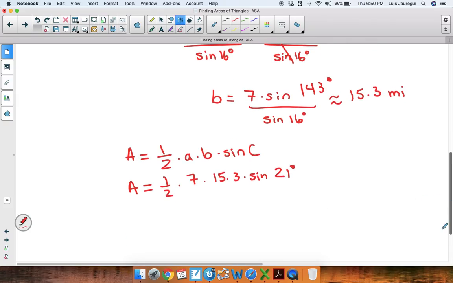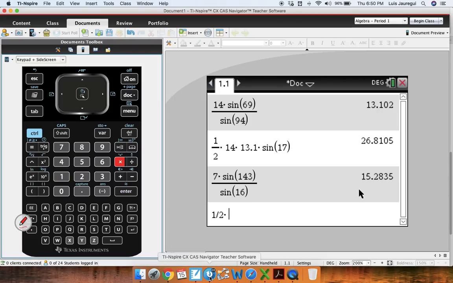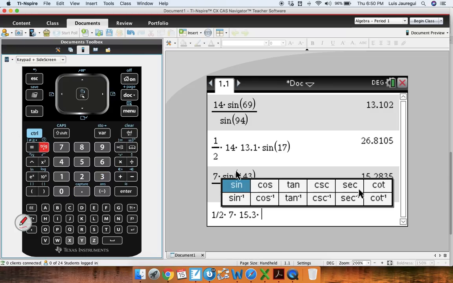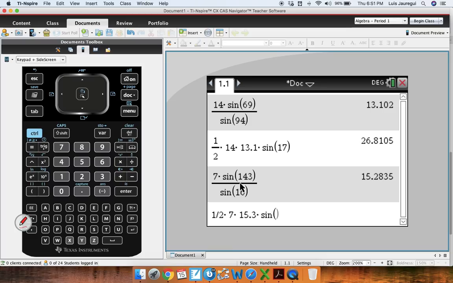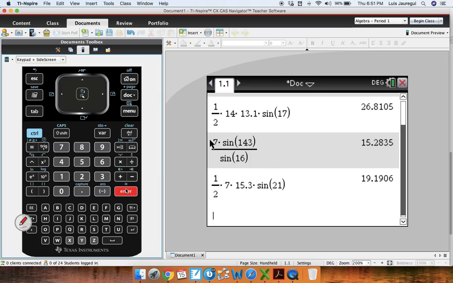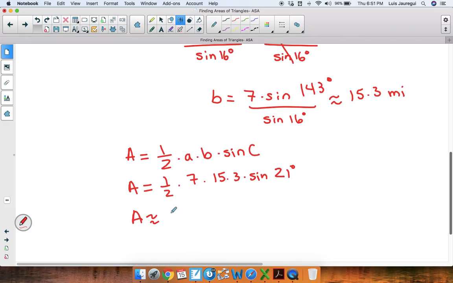Now, let's go ahead and get an approximation for that. To get the approximation, again, we're going to be using the technology. So we get 1/2 times, in this case, 7 times your b, which we said was about 15.3, times sine, and in this case, we're using sine of 21 degrees. So let's go ahead and hit Control Enter. And we get that that's roughly speaking 19.2 after we round to the nearest tenth. Okay, so that's about 19.2 square units. So writing that information down, we have that the area is about 19.2 square units. In this case, our units were miles, so we can say that this is miles square.